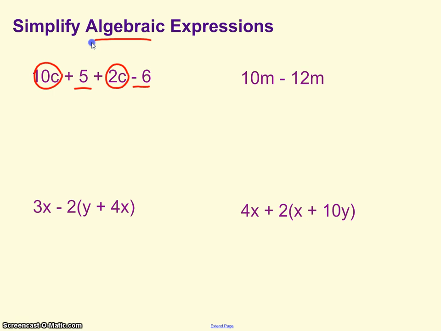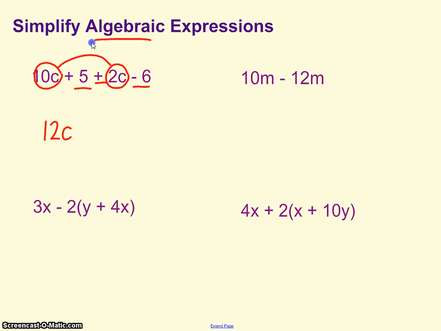So I'm going to go ahead and combine the 10c plus the 2c. There is a plus in front of that c. So 10c plus 2c, you just add the coefficients out front. 10 plus 2 is 12, and the c stays with it. We kind of think about it like if I had 10 c's and I was adding 2 c's, how many c's would I have? I would have 12 c's. So we have 12c. Alright, now we have this positive 5.